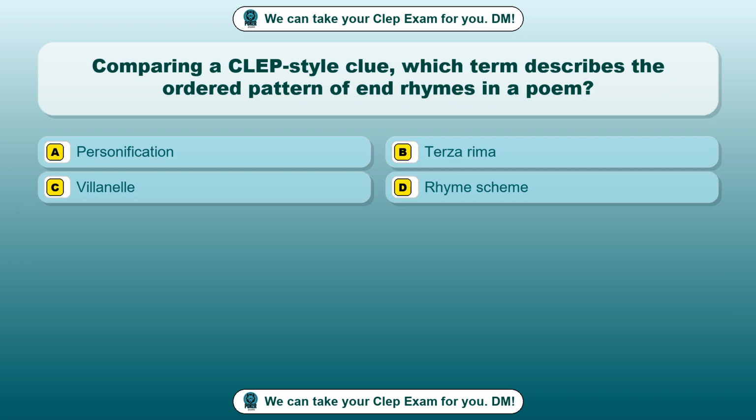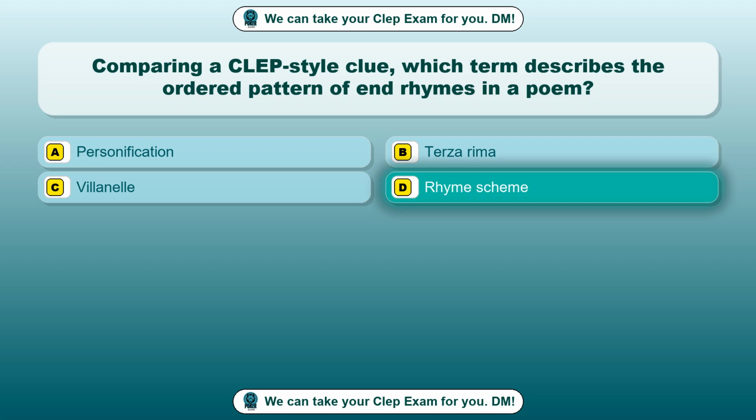Question 41. Comparing a CLEP-style clue, which term describes the ordered pattern of end rhymes in a poem? Option A, personification. Option B, terza rima. Option C, villanelle. Option D, rhyme scheme. The correct answer is option D, rhyme scheme.